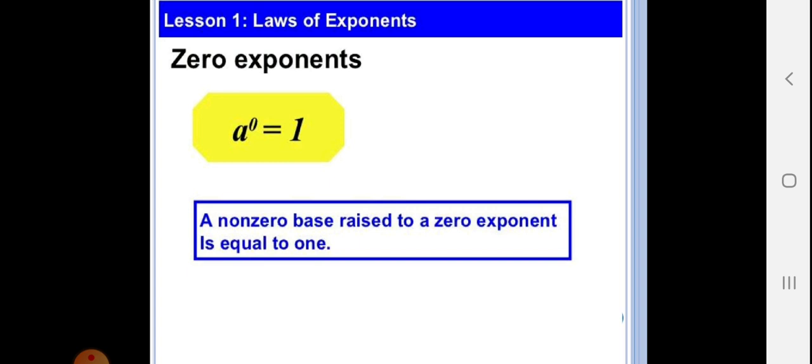Now zero exponent, we have already learned that any number with the zero exponent turns out to be 1. So a non-zero base raised to a zero exponent is equal to 1.